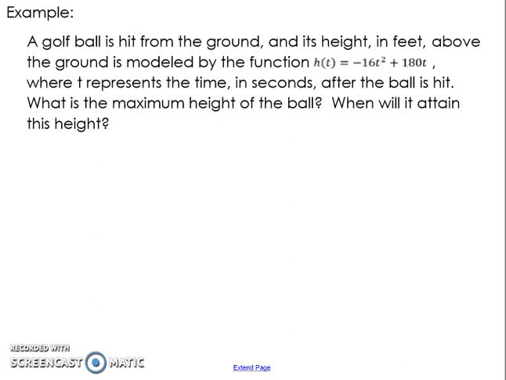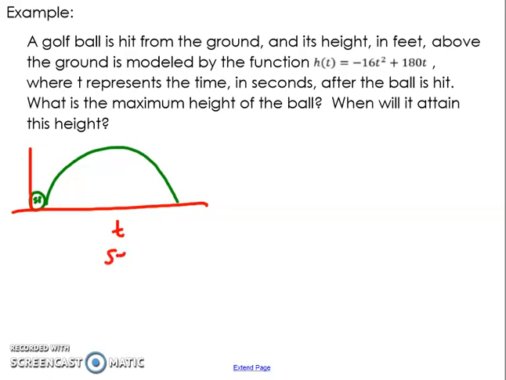Okay, if we look at this first example, we have a golf ball that is hit from the ground, and it makes this parabolic path. If we think about this as being an XY plane, we have the x's, in this case they're t's, and it tells us that t represents the time in seconds. And h of t is the height, and the height is in feet. We want to find the maximum height of the ball and when it will attain this height.